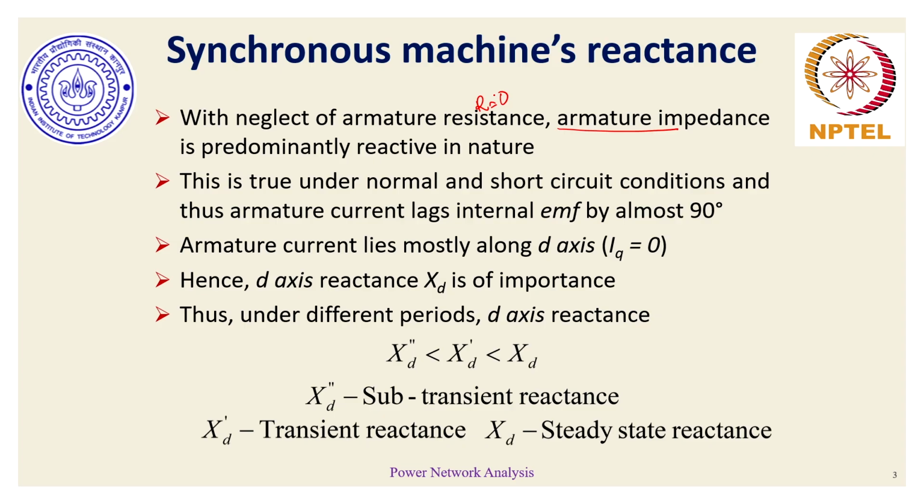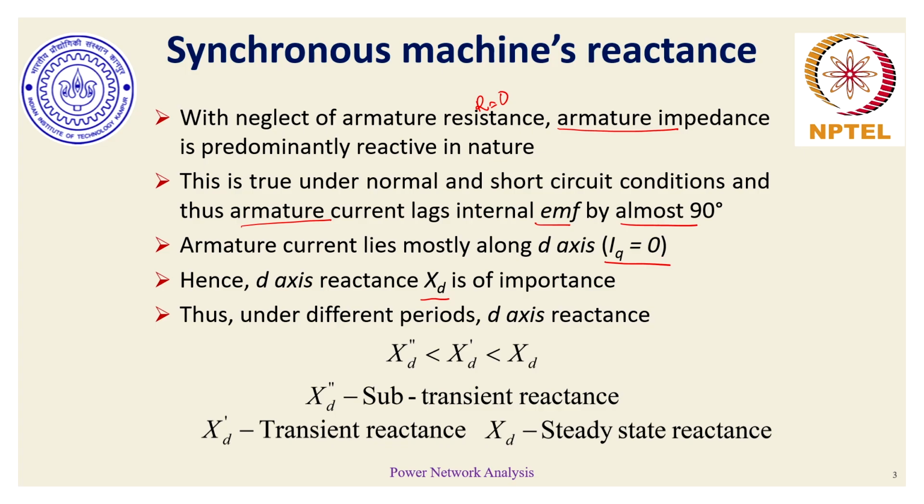So we have concluded that for a well-designed synchronous machine, when armature resistance is almost negligible, the overall armature circuit is an inductive circuit, and hence the armature current tends to lag the internal EMF or terminal voltage almost by 90 degrees, depending on the loading condition. And for salient pole machines, the direct axis reactance is the maximum, the quadrature axis reactance is minimum.